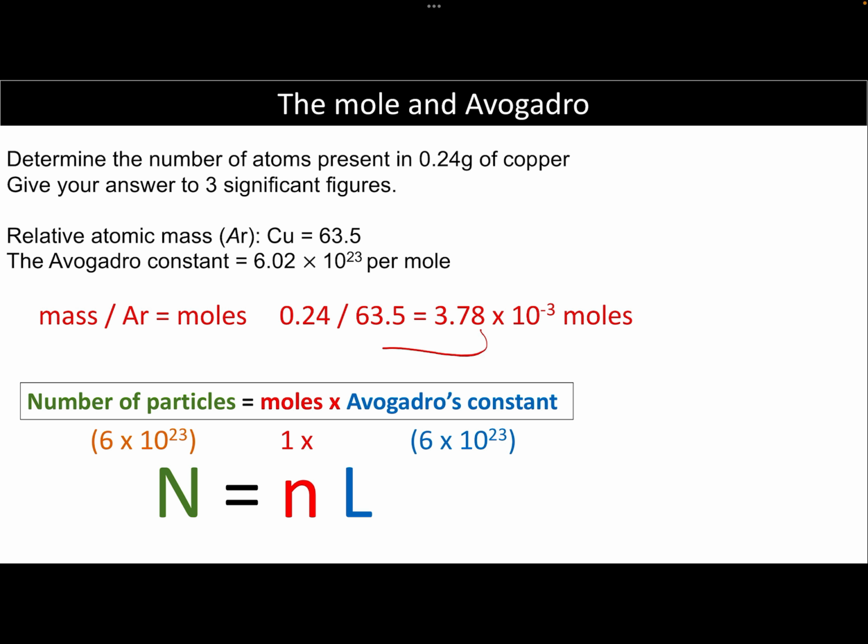We have 3.78 times 10 to the minus 3 moles. We haven't got 1. If we did have 1, we would have 6 times 10 to the 23 particles. So as we have 3.78 times 10 to the minus 3 multiplied by Avogadro's constant, will give us a total of 2.27 times 10 to the 21 atoms. And that's it.